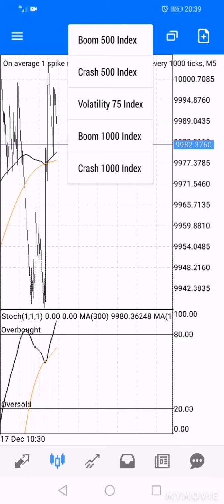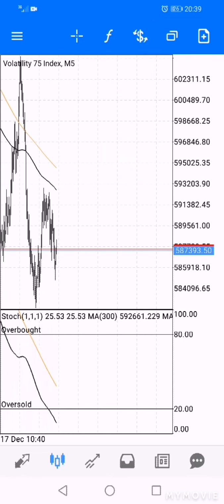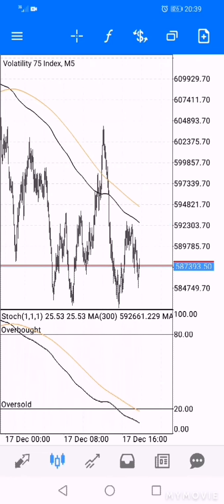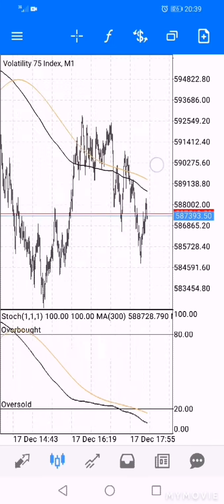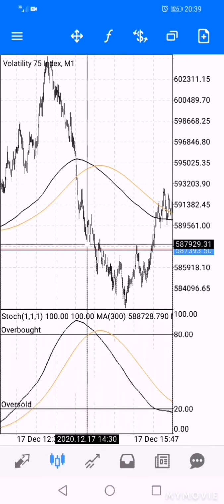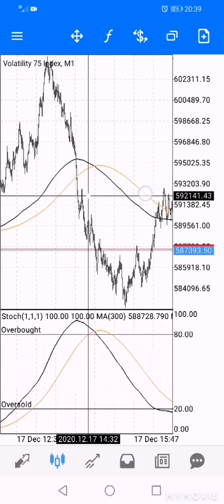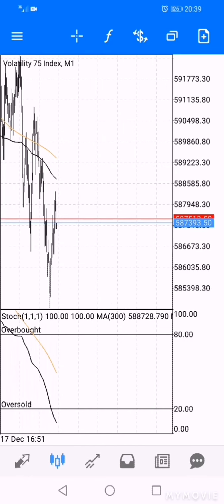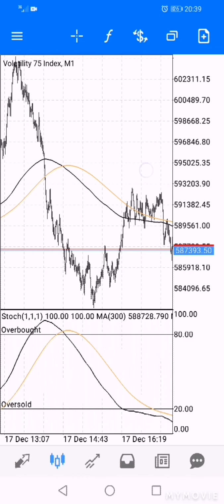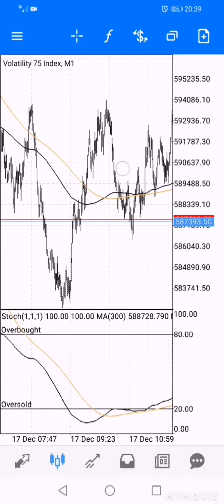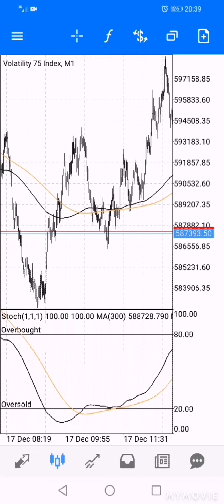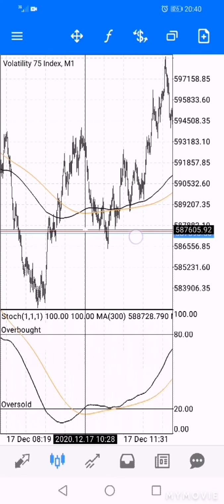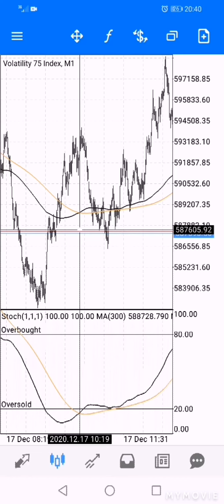So let me check Volatility 75, because I created this mostly for Volatility 75. Okay, we go, you see, look. So here it crossed above the 80 line. You were going to make all that profit, right? There it crossed below the 20 line. You were going to buy. You make your profit.